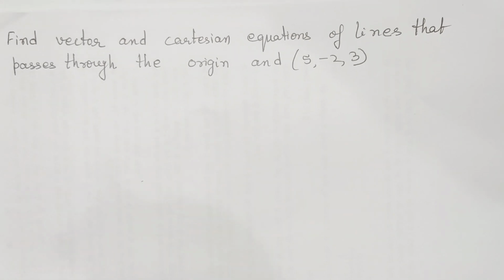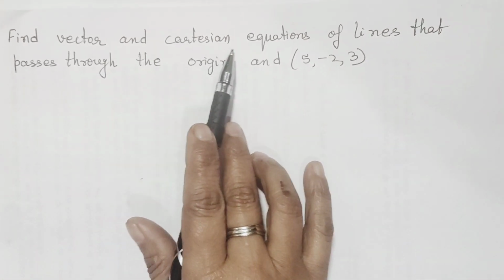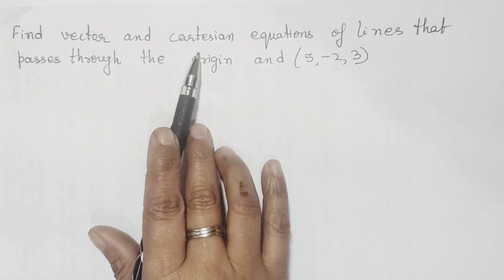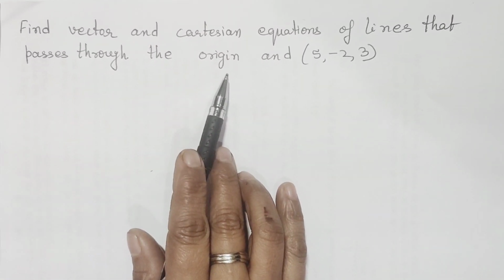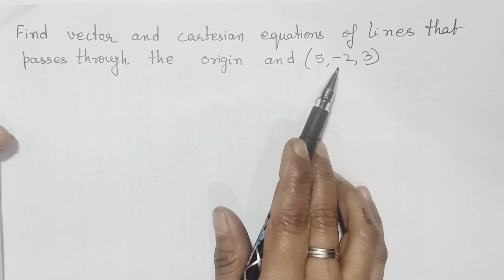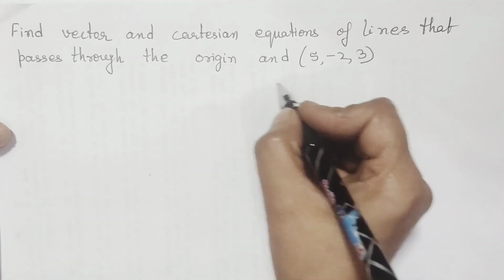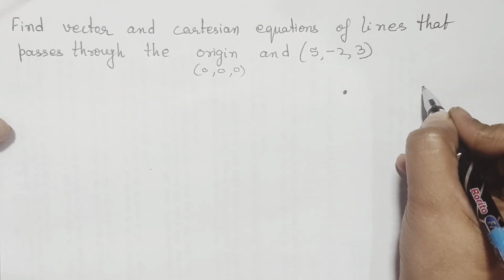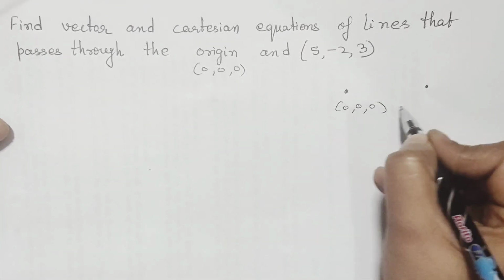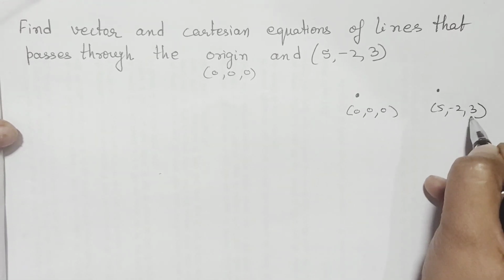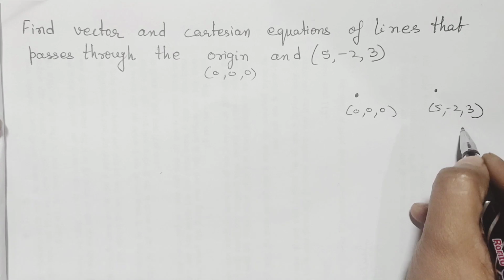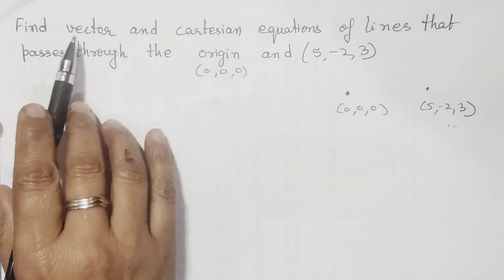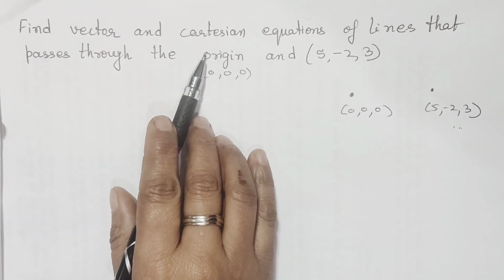Now question number 8 of the exercise. Find the vector and Cartesian equation of the line that passes through the origin. We have to find both equations, vector and Cartesian. That means the line passes through the origin and this point. The origin is 0, 0, 0. So there are 2 points, 0, 0, 0 and 5, minus 2, 3. These are the points given. No vector is given, no direction cosine is given. When 2 points are given, how will we find the vector equation and the Cartesian equation?